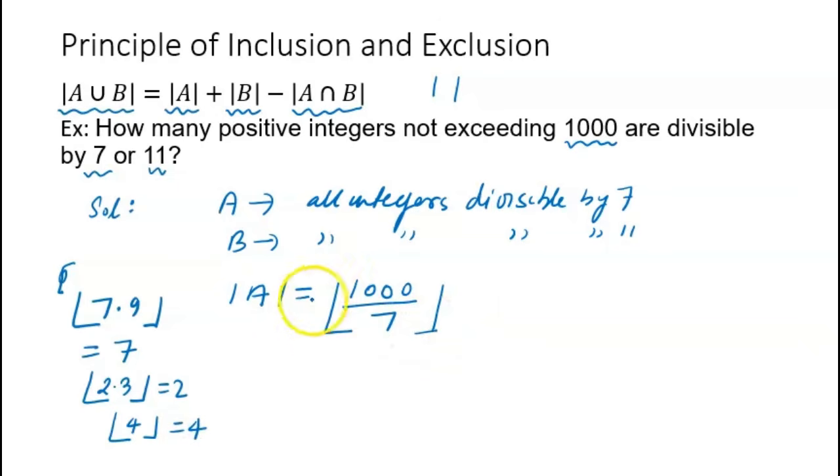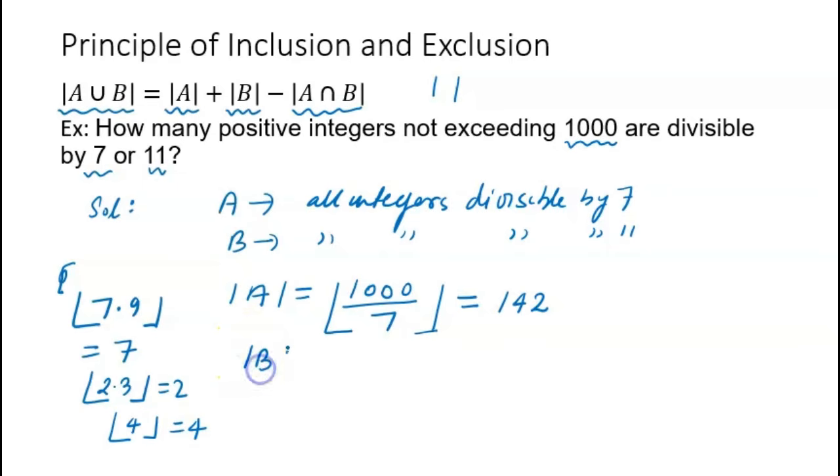So just to count the number of integers which are divisible by 7, I will divide 1000 by 7 and I will get 142 point something. So its integral part will be 142.